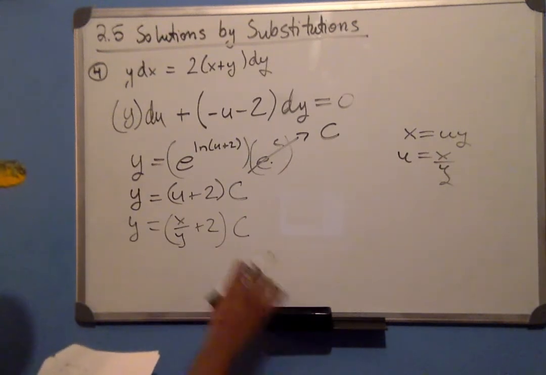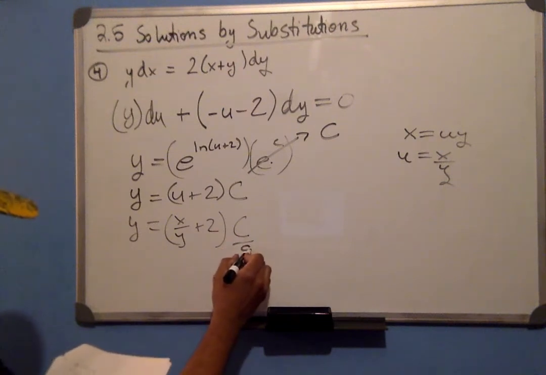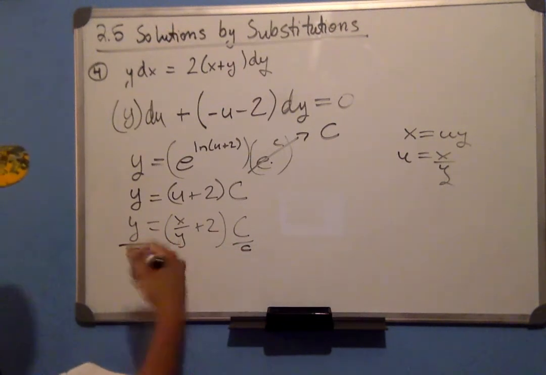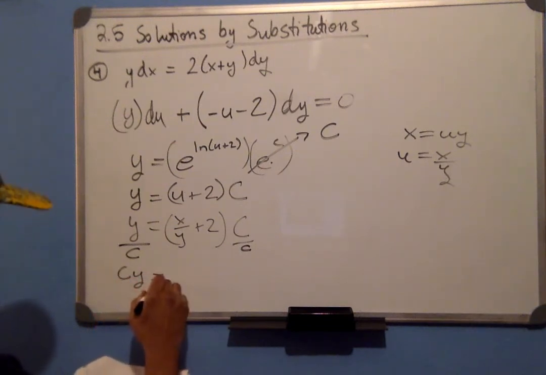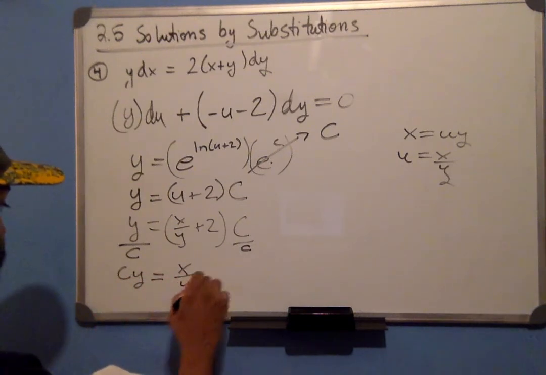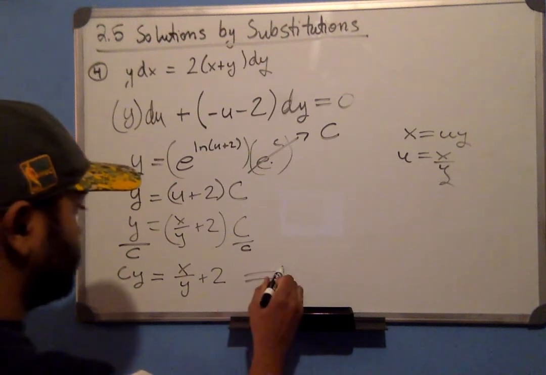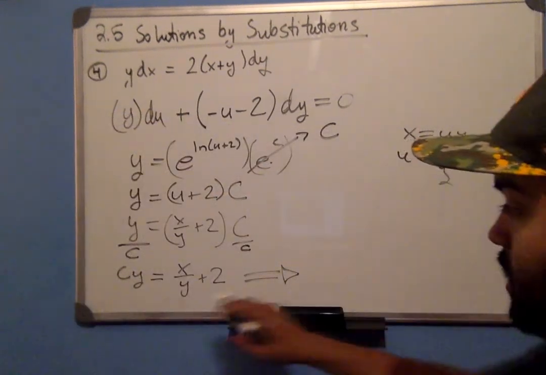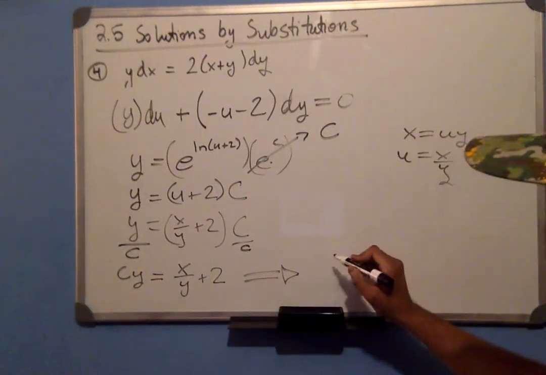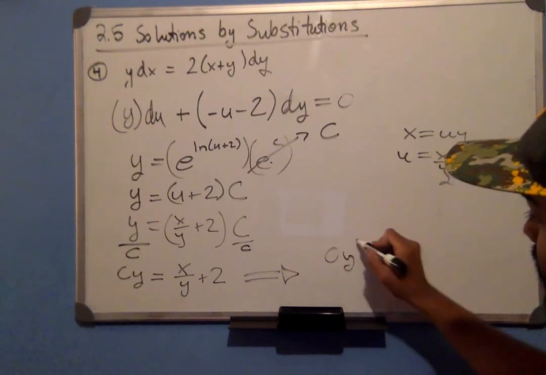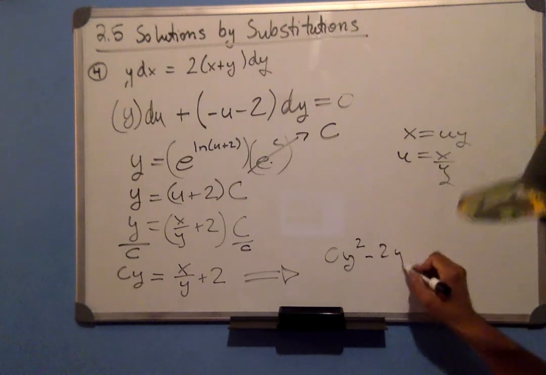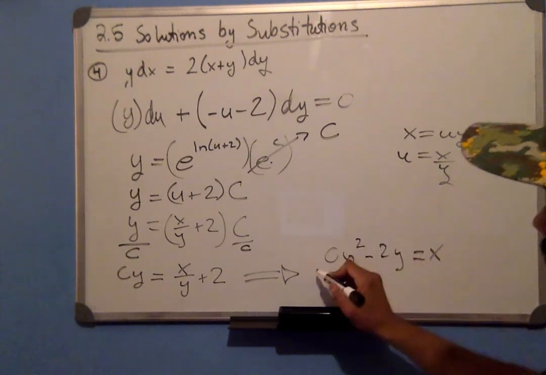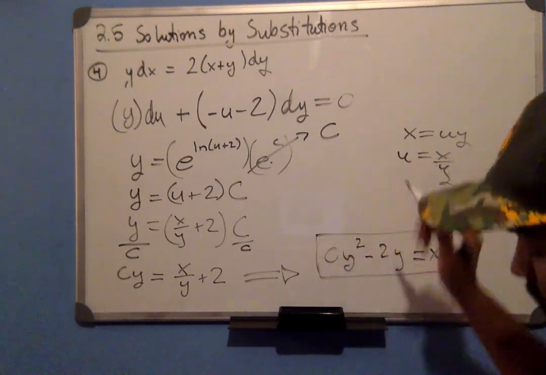We could divide by c on this side here, right? And divide by c here, and we know that 1 over c just gives me c. So I end up with cy is equal to x over y plus 2. And through some manipulations of this equation by multiplying the entire thing through by y, I can say cy squared subtracted by 2 times y is equal to x. Now I have all my y's on one side and my x's on one side, and I can write the final answer.